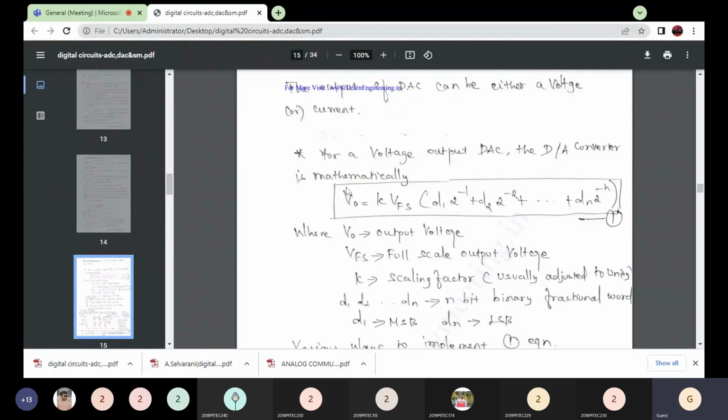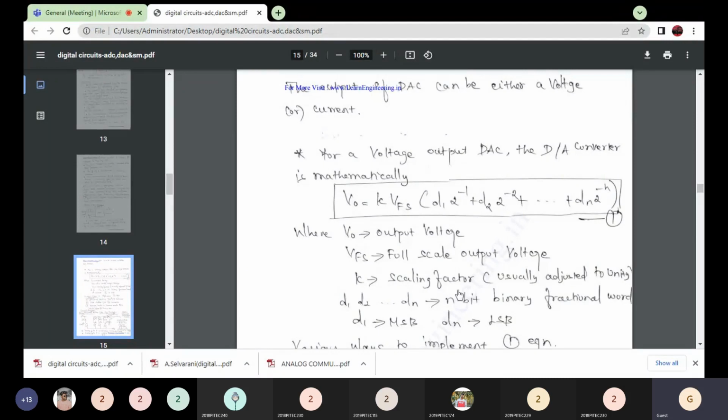Here the analog output voltage V0 equals K times VFS times the binary data D1, D2 up to Dn, that is D1 2 power minus 1 plus D2 2 power minus 2 up to Dn 2 power minus n. So here V0 is the output voltage, and it should be in analog form.